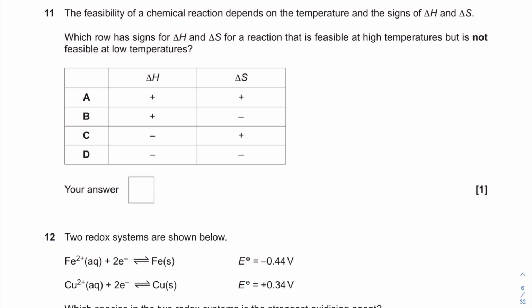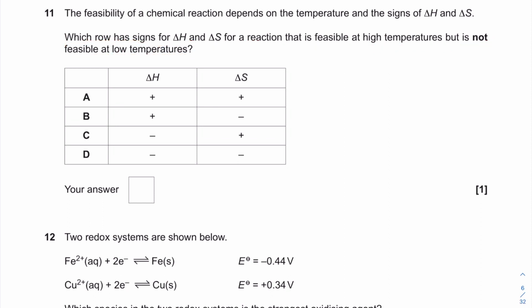Question 11. The feasibility of a chemical reaction depends on the temperature and the signs of delta H and delta S. Which row has signs for delta H and delta S for a reaction that is feasible at higher temperatures but is not feasible at lower temperature?